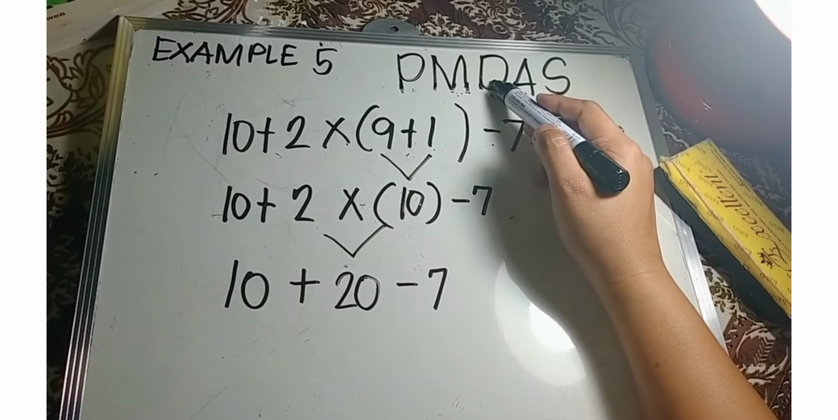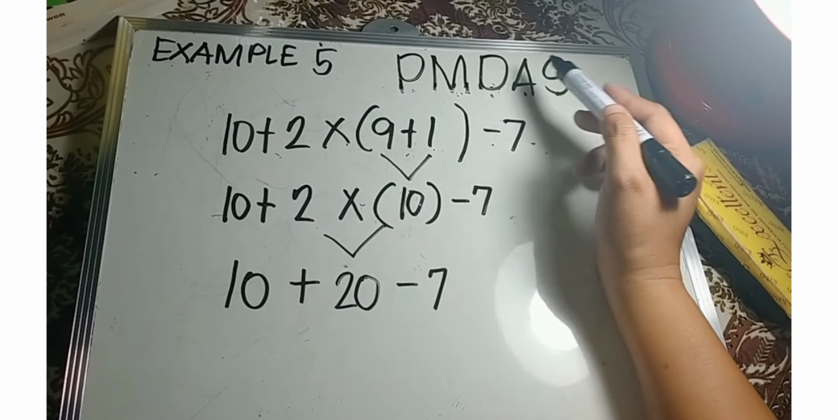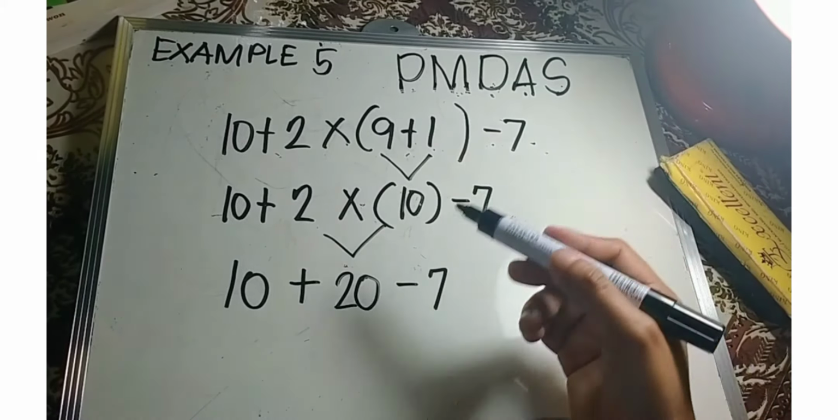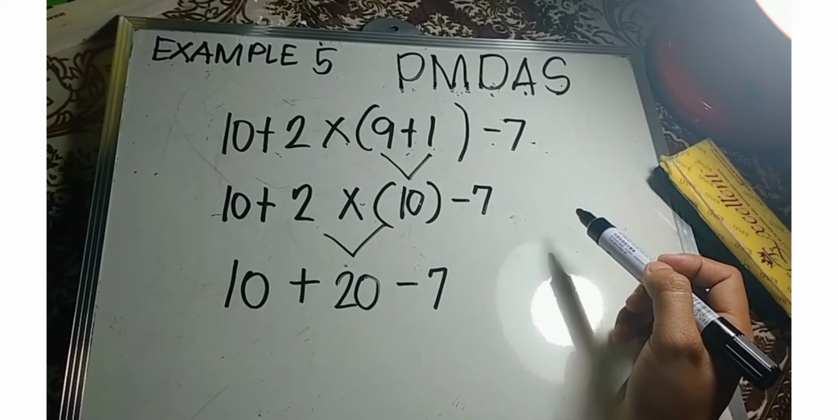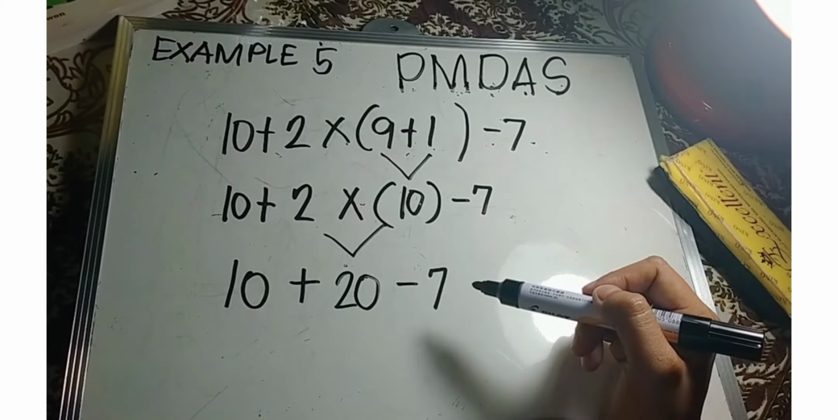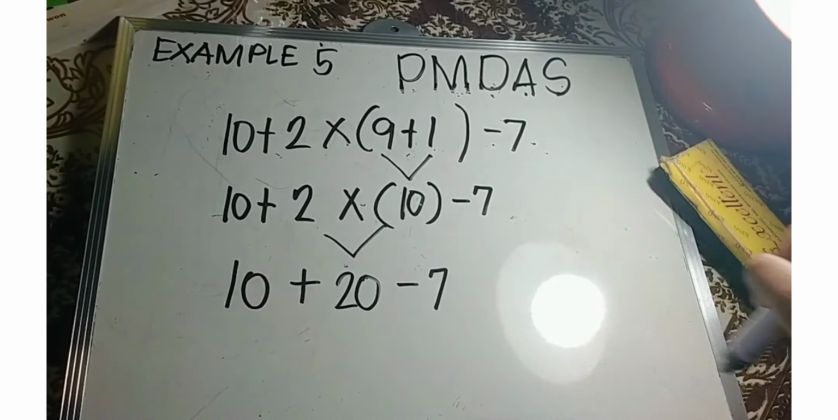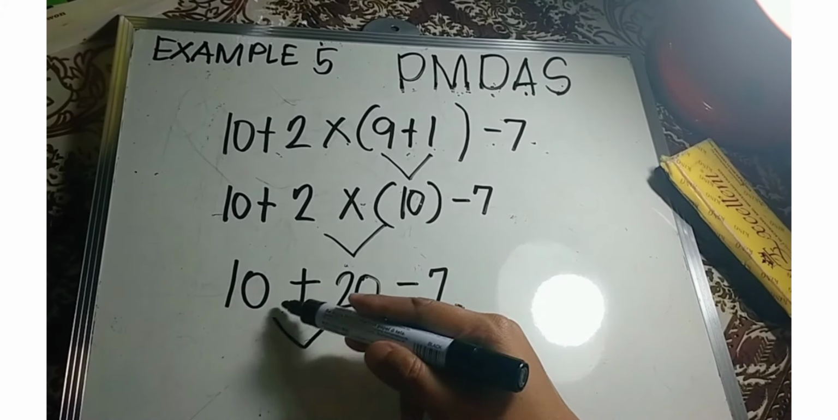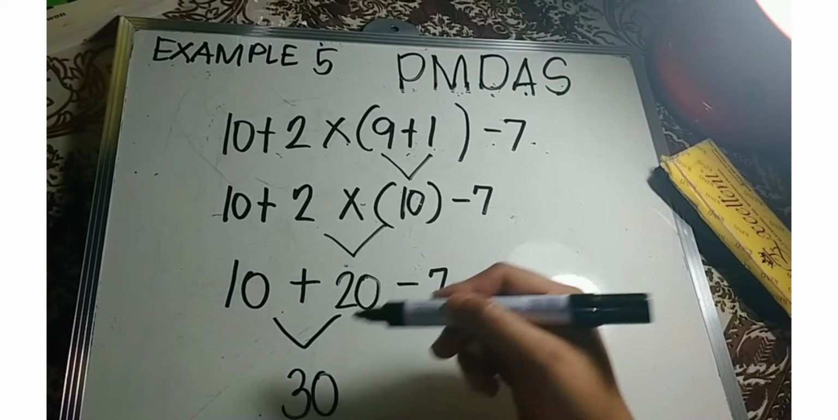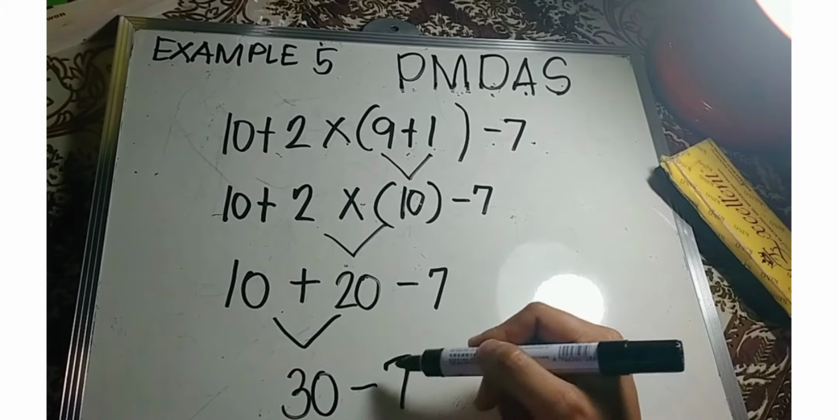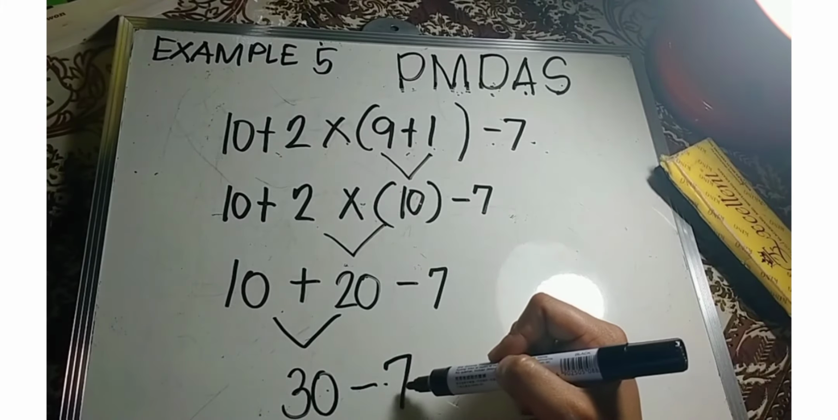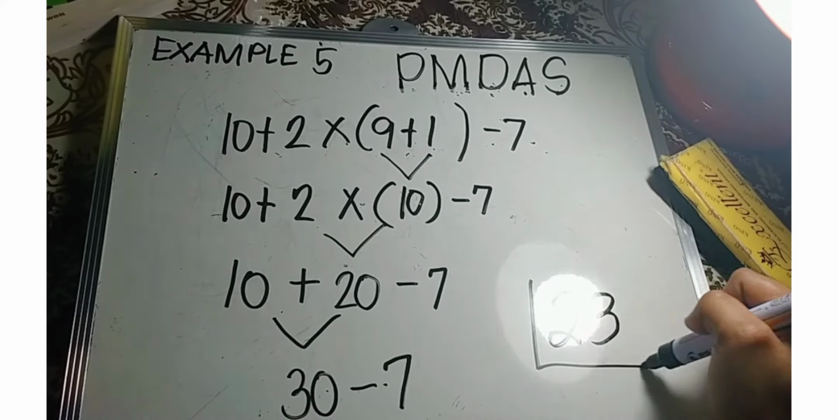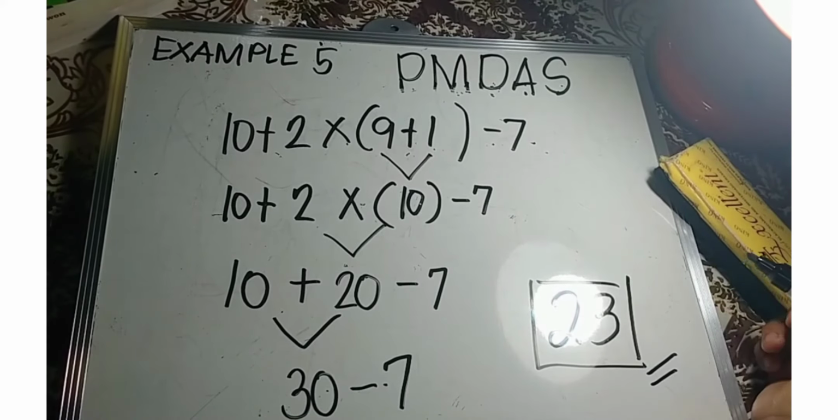Next, after multiplication, do we have division? Wala po. Do we have addition? Yes. Subtraction? Yes, we have. But we have to perform this addition and subtraction whichever comes first, from left to right. Sino ang nauuna from left going to right? Ang nauuna po ay si addition. So, let us perform the addition. 10 plus 20 is 30. Bring down minus 7. And then 30 minus 7, the answer is 23. So our final answer here is none other than 23.